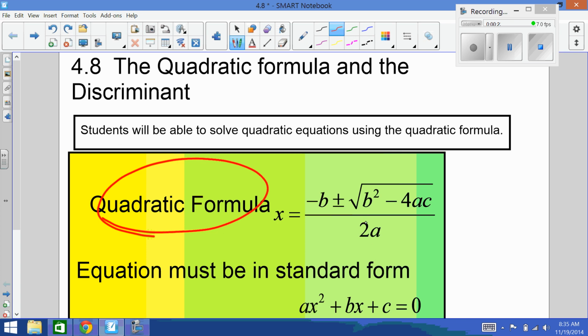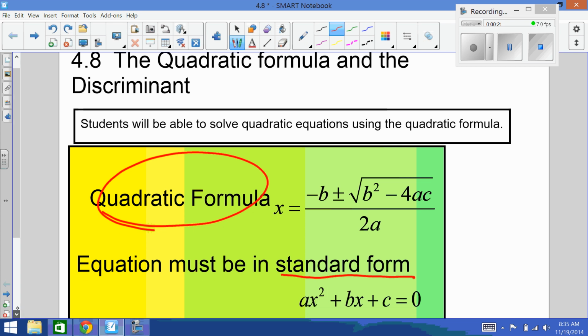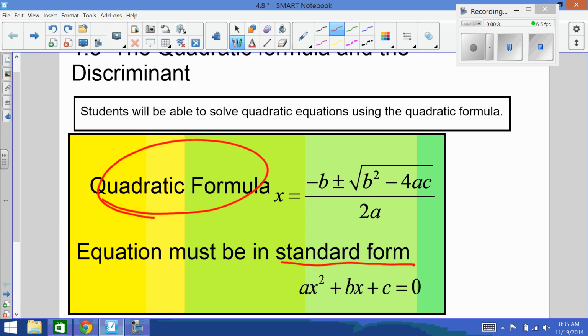All right, so still using a, b's, and c's. So that means we must be in standard form: ax squared plus bx plus c is equal to 0. Remember we used standard form earlier in chapter 4, in order to find the vertex, like the negative b over 2a. So we're still using the same a's and b's and c's.